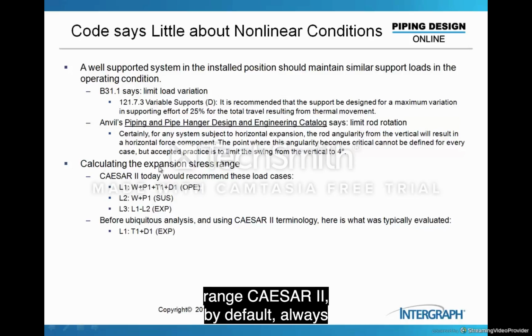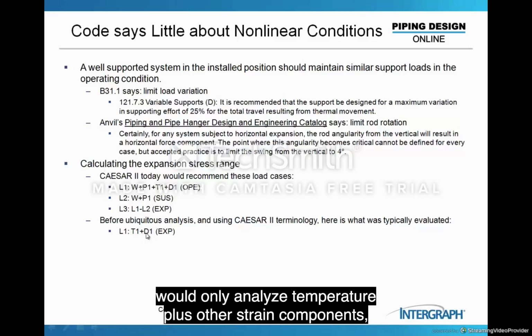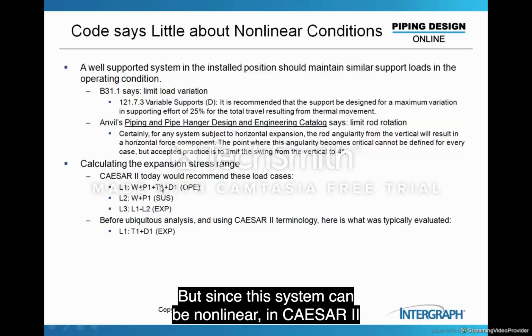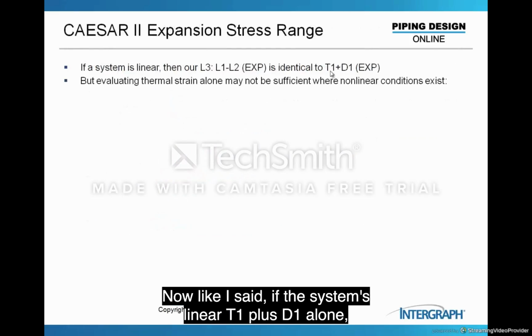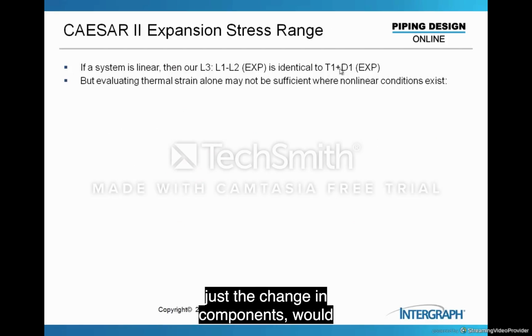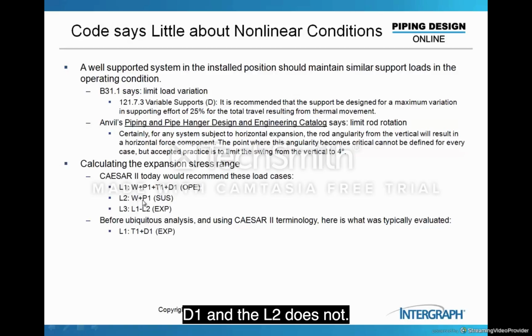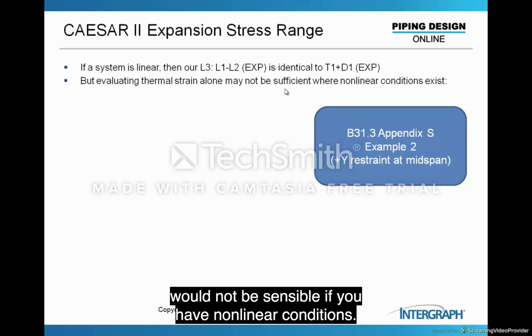When we calculate our expansion stress range, CAESAR II by default always recommends operating minus installed to set up the expansion stress range calculation. Many engineers before that, in order to calculate the expansion stress range, would only analyze temperature plus other strain components like displacements. If the system is linear, T1 plus D1 is identical to L1 minus L2. But since this system can be nonlinear, in CAESAR II we always go to the operating position minus the installed position. Like I said, if the system's linear, T1 plus D1 alone, just the change in components, would be identical to L1 minus L2, where L1 has the T1, D1, and L2 does not. But evaluating thermal strain alone will not be sensible if you have nonlinear conditions.